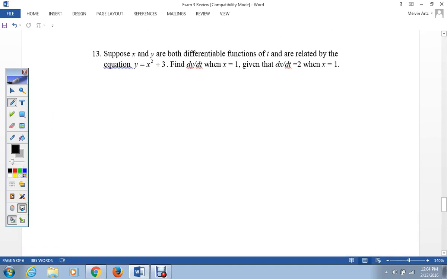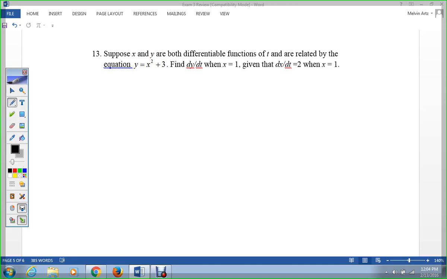Suppose x and y are differentiable functions of t and are related by the equation y equals x squared plus 3. Find dy dt when x equals 1, given that dx dt equals 2 when x equals 1. So we're trying to find dy dt, and we're trying to find that when x equals 1.